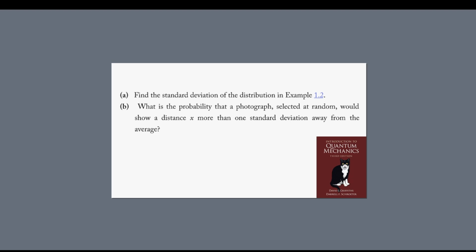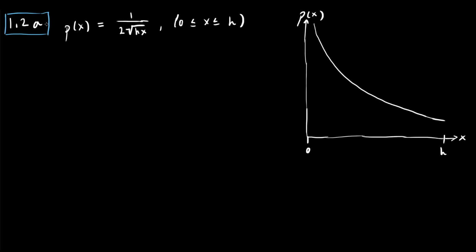Hi, in this video we're going to learn how to solve problem 1.2 in the Griffiths and Schroeter Introduction to Quantum Mechanics, 3rd edition. Problem 1.2a asks us to find the standard deviation given this probability density. This problem describes an object falling from a distance 0 to a distance h. And when the author says that there are a million photographs taken, that pretty much just means that it's a continuous function where every photograph documents the position of the particle.